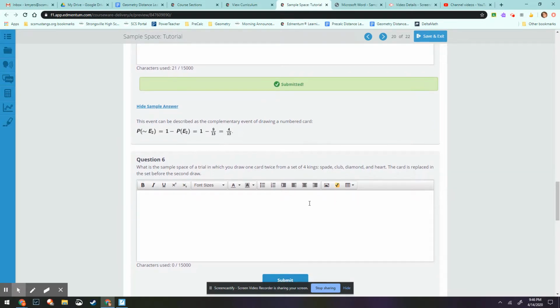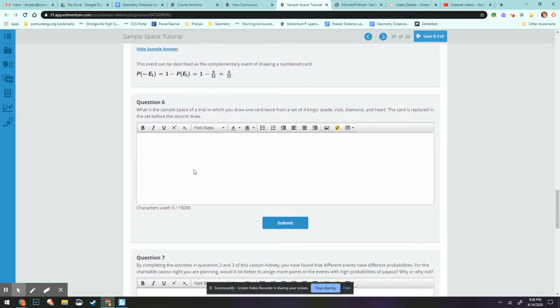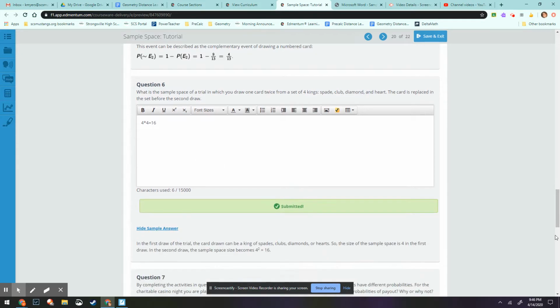Okay, so what is the sample space? Now for this next one, what's the sample space when you draw one card twice from the 4 kings? The card is replaced. So on that first draw, you have 4 possibilities. On that second draw, you also have 4 possibilities. So the sample space is going to be 4 times 4, which is 16. So there's 16 possible outcomes there.